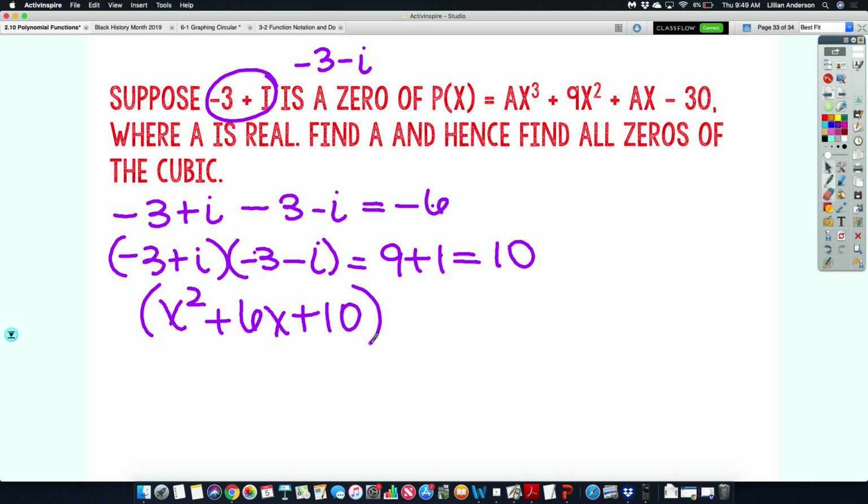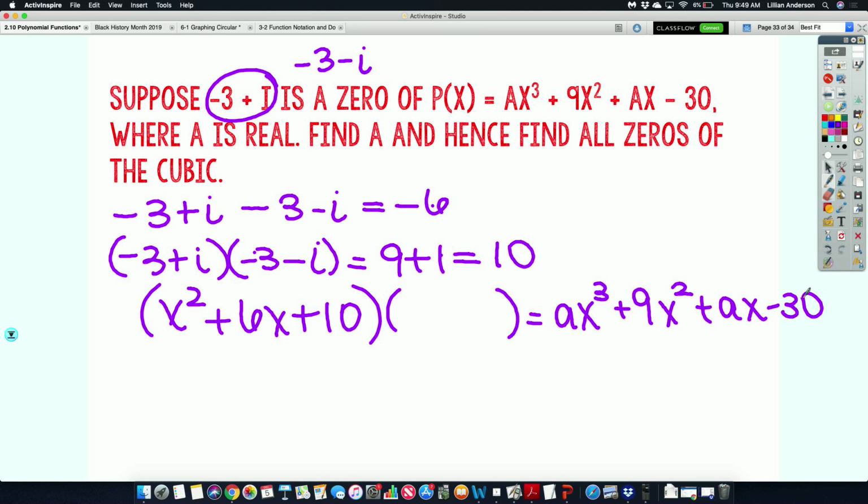Okay? That times another factor should equal ax to the third plus 9x squared plus ax minus 30. Now, if your variable is somewhere other than in that polynomial, you could have done division to get the other factor, but this x squared plus 6x plus 10 needs to be multiplied by something to get us that. What was going to go in that blank? What can go in that blank? A little louder, I can't hear you back there. An ax. An ax, yes.